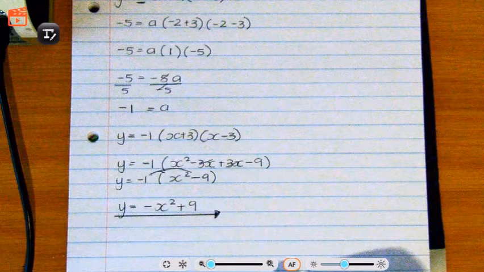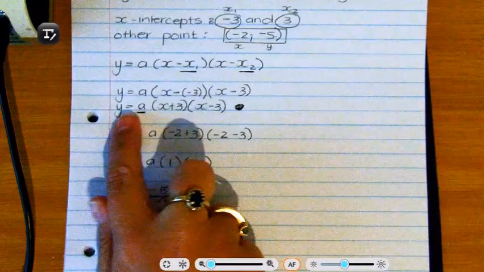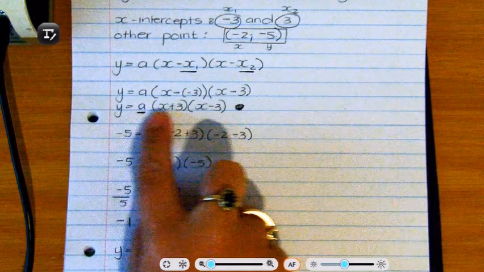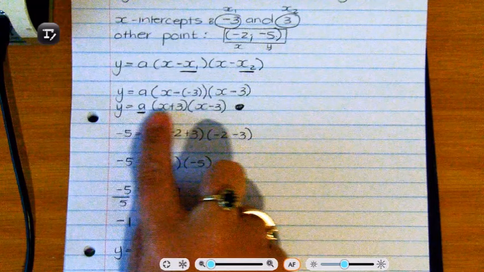Okay, but I'm not finished yet because I still need to put it in standard form and find my q value. So what I'm going to do now is go back to this point here, and I'm going to substitute my a value in there. So I'm going to say y is equal to, instead of a, I'm going to put a -1, (x plus 3)(x minus 3). And then I'm going to get rid of these two brackets by foiling. So I'm going to say y is equal to -1. I'm going to leave it in a bracket for now.